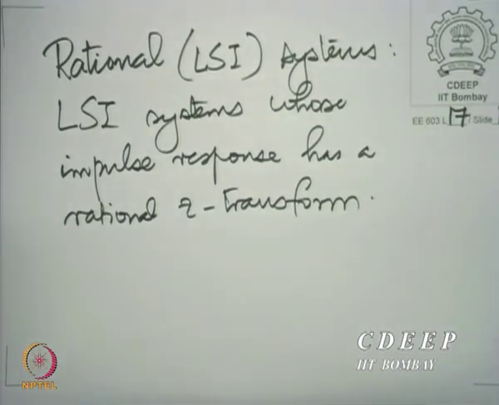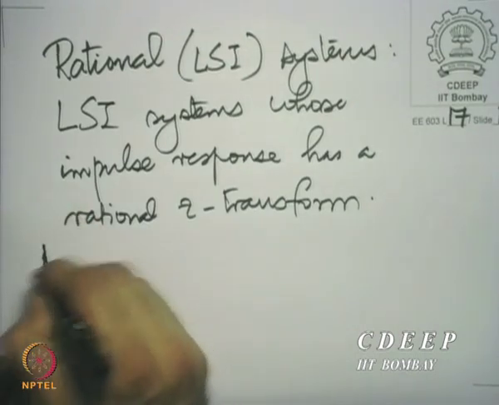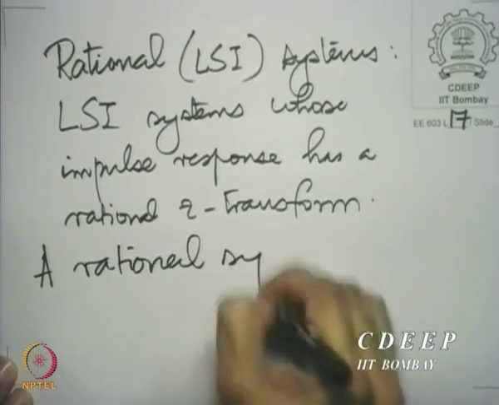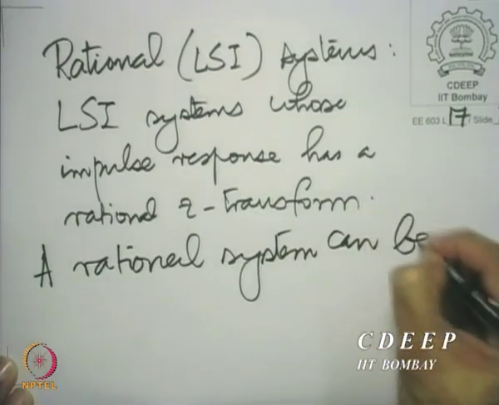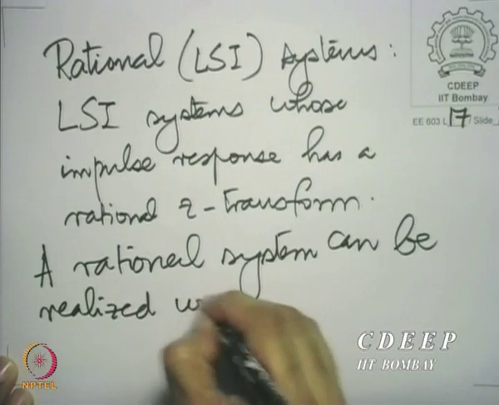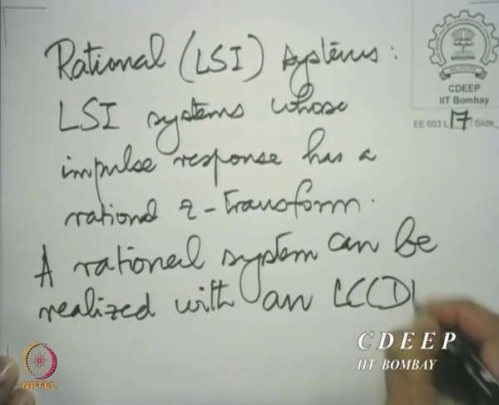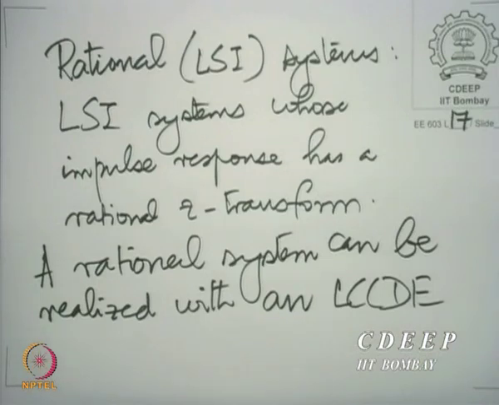Incidentally, we also talked about the importance of rationality from the point of view of being able to convert a system into a realization. We saw last time that a rational system can be realized with an LCDE, a linear constant coefficient difference equation. And a linear constant coefficient difference equation can be translated into a hardware or a software structure. We saw that too, right? In fact, we saw a specific form of realization last time. There are other ways in which the same rational system can be realized. And we shall be spending quite some time on the subject of realization of rational systems later.